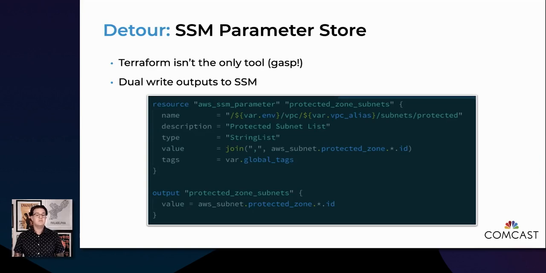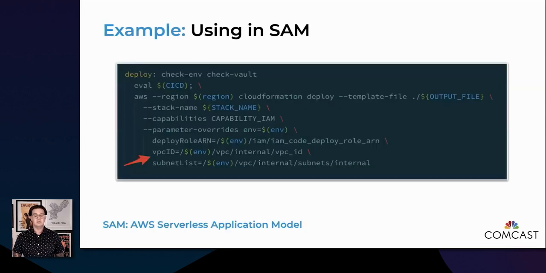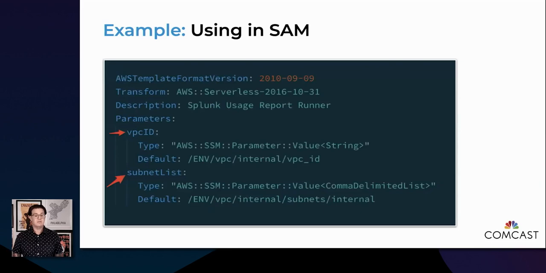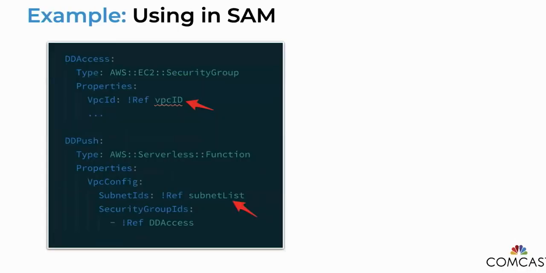Why do we do this? It makes it very easy to look things up. You don't need to initialize a Terraform project and pull the remote state. You can just authenticate to AWS and look it up from the CLI. We use this a lot with CloudFormation and SAM to deploy Lambdas. In this example, we're doing a SAM deploy and we're passing in the path for the VPC ID and the subnet list. This is the CloudFormation that defines the parameters as SSM parameter store types. And this is where we're referencing those in our CloudFormation.